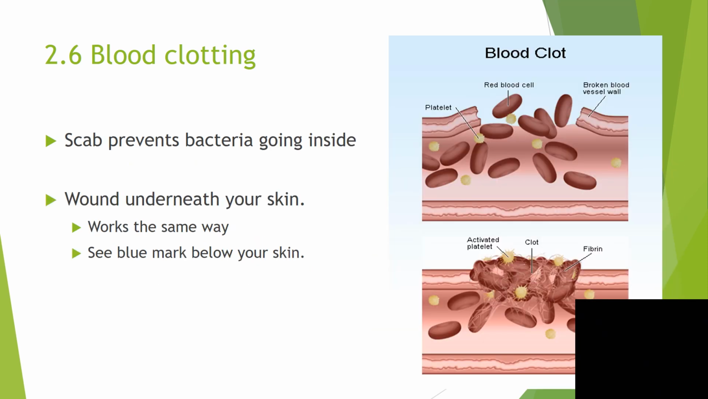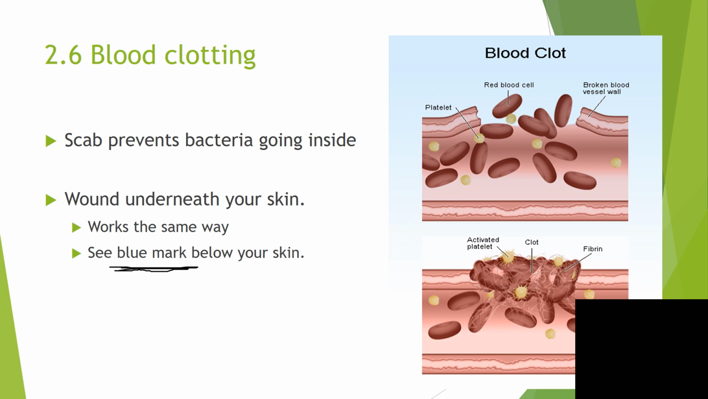So on the next slide, you see the same process again. You see the wound, you see the red blood cells, the yellow things are the platelets. They give a signal to fibrinogen, it turns into fibrin, and it catches all of these materials, and prevents the materials from streaming out of your body and prevents invaders to come into your body. Now, the clot under your skin is sometimes called a blue mark or a blue spot.